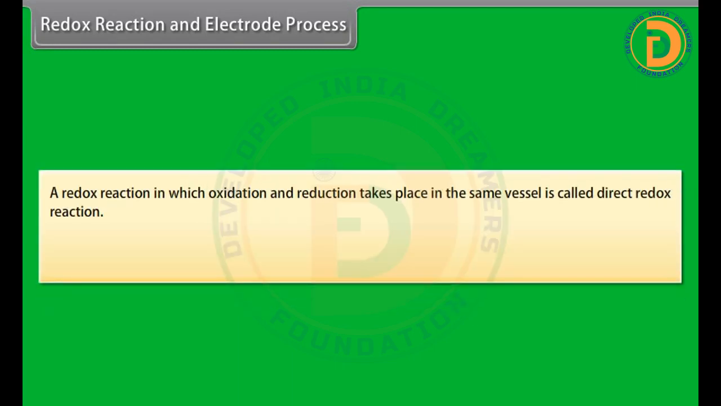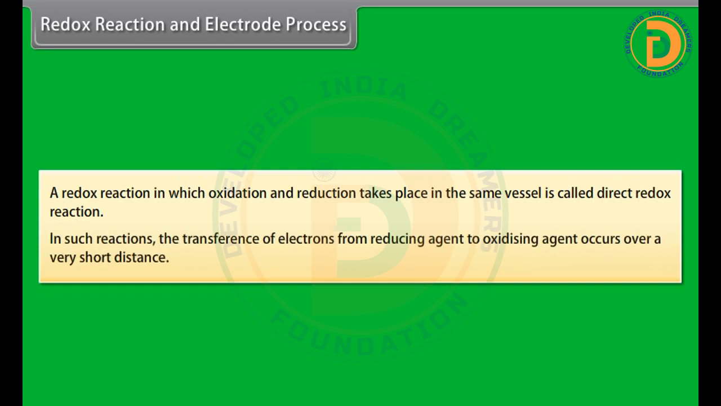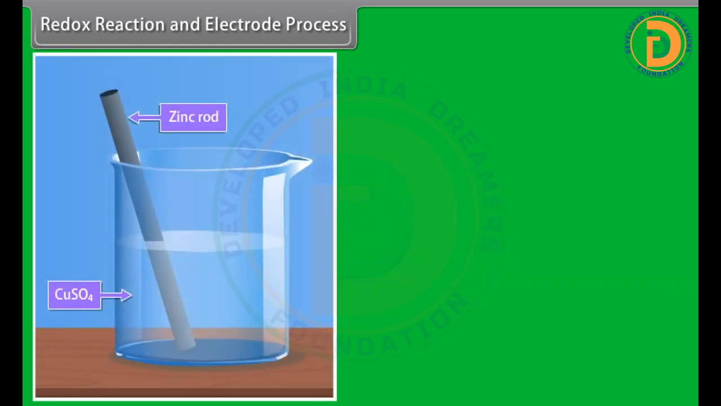A redox reaction in which oxidation and reduction take place in the same vessel is called a direct redox reaction. In such reactions, the transference of electrons from reducing agent to oxidizing agent occurs over a very short distance. For example, if a zinc rod is immersed in copper sulfate solution taken in a beaker, a spontaneous reaction takes place and the following observations are made.